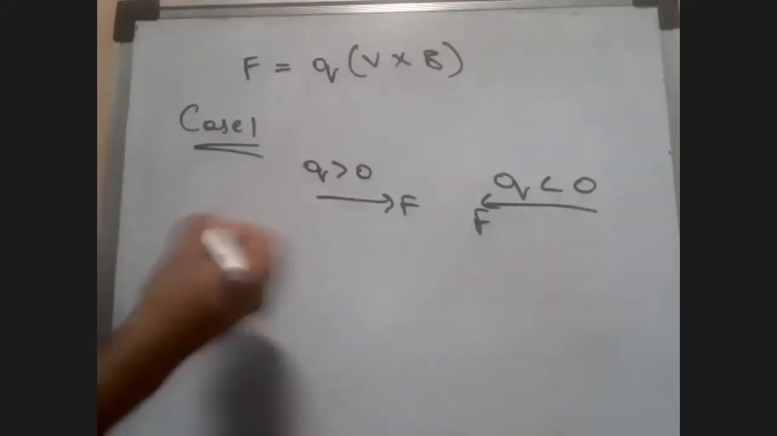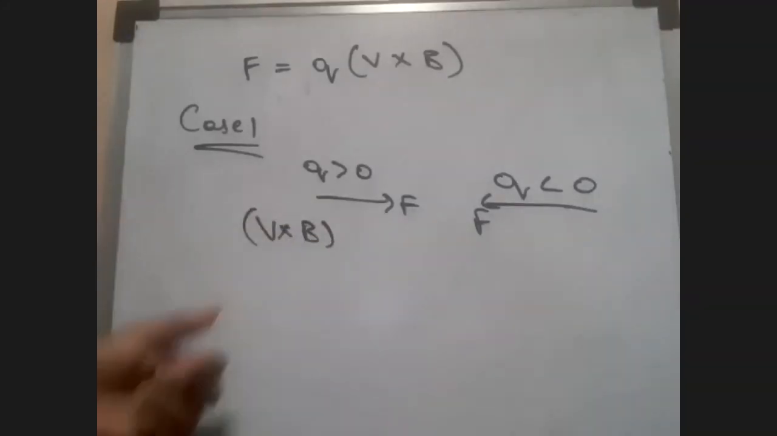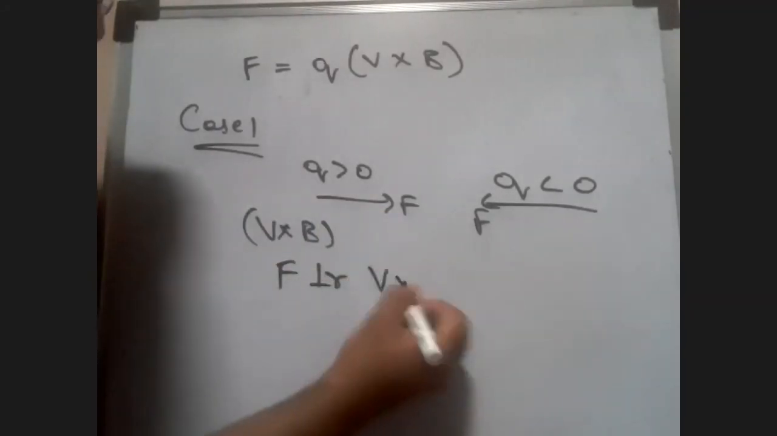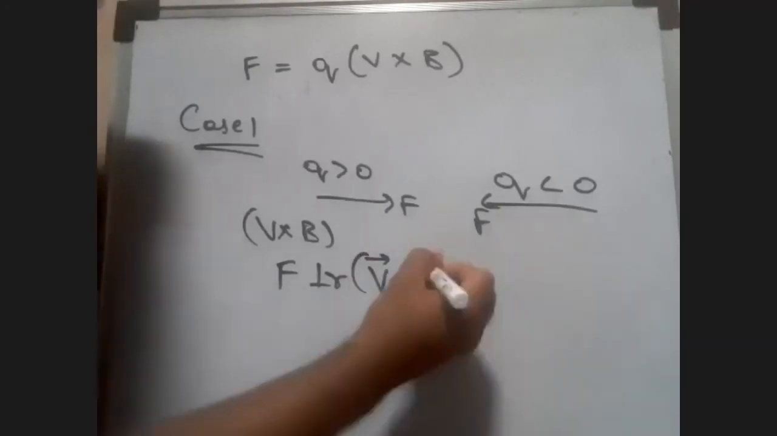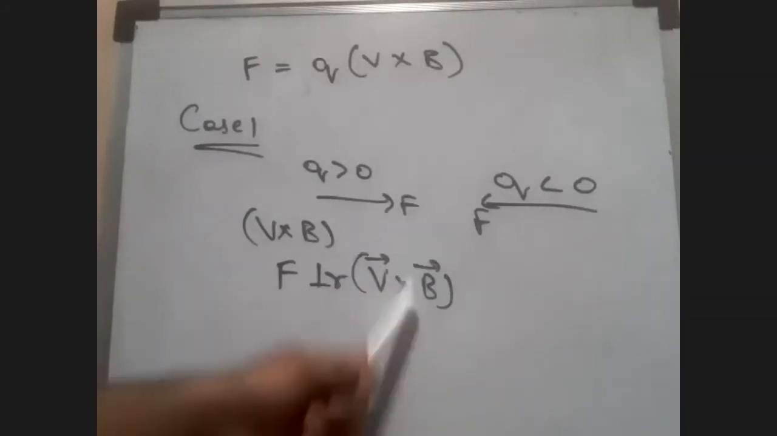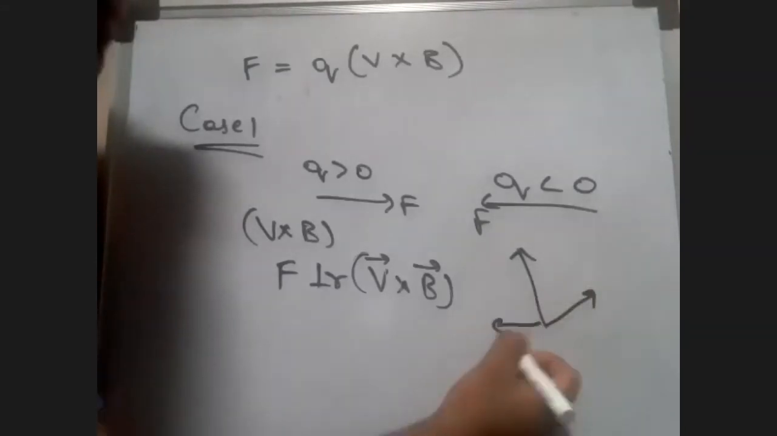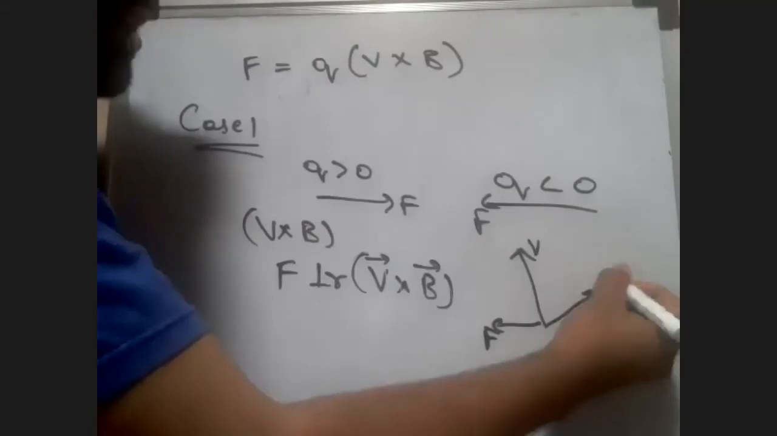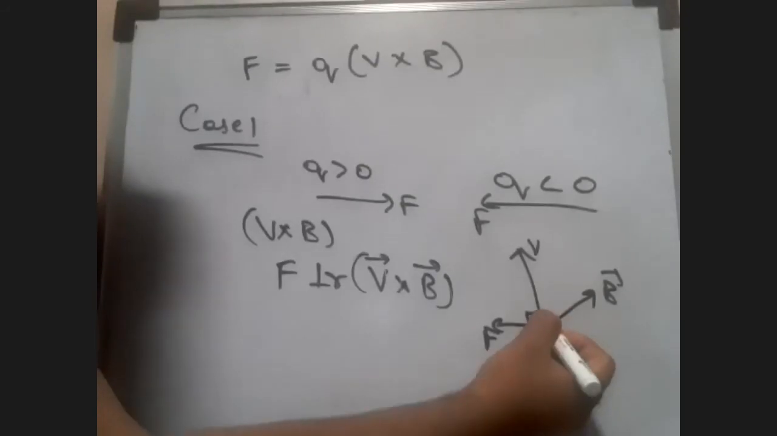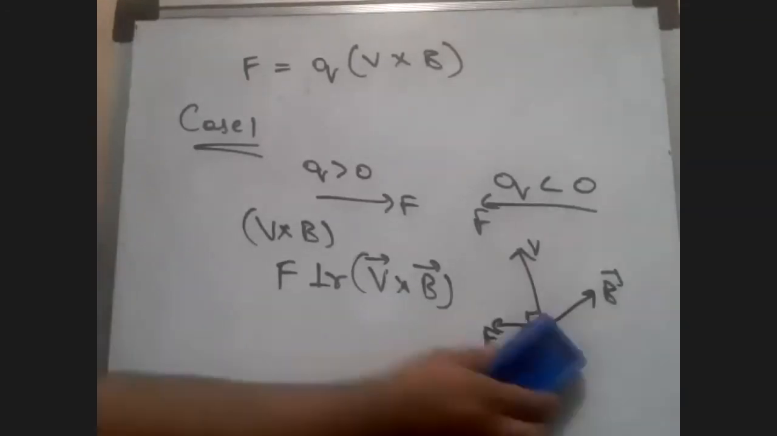Second case is basically v cross B. When I talk about v cross B, the force is going to be perpendicular. The force will always be perpendicular to the plane of the velocity and the magnetic field. It can be described like this: if v is here and B is inside the plane, then the force is here. The force is going to be 90 degrees with the velocity, and also 90 degrees with the magnetic field, although I cannot show that here. If that is understood, let's go to the next case.